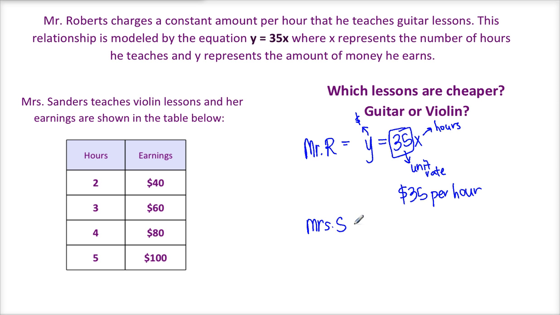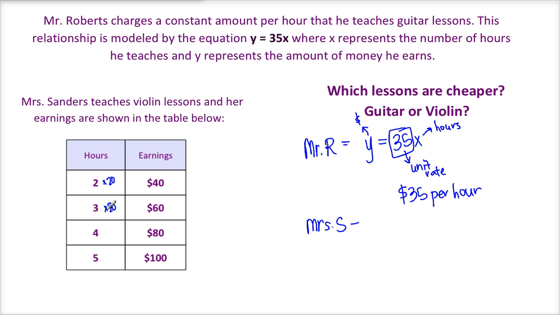Okay, Mrs. Sanders, she teaches violin, and her earnings are given in this table. Now, we could look for 1 hour and see how much she earns in 1 hour, but 1 hour isn't listed. So we need to figure it out with what we were given. So let's figure out, what do we do to 2 to get 40? What do we multiply by? Multiply by 20, right? 2 times 20 is 40. Let's make sure that's true for all of these.